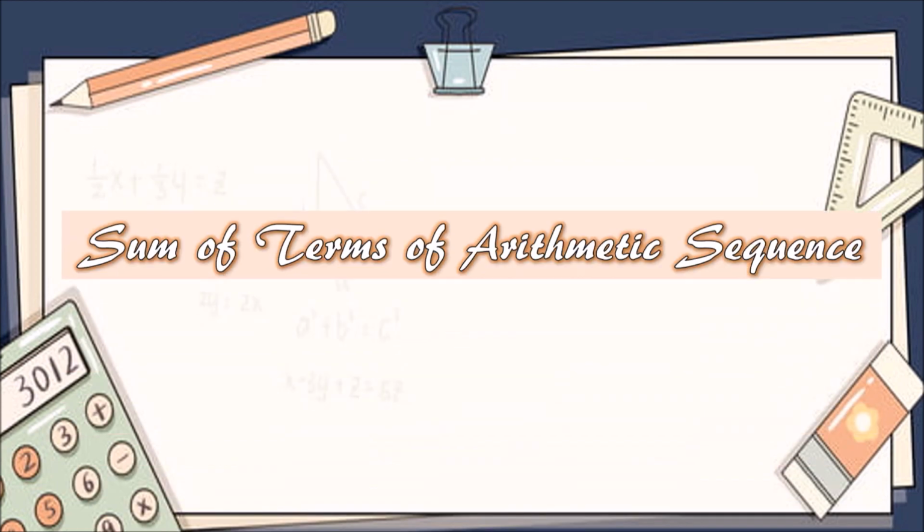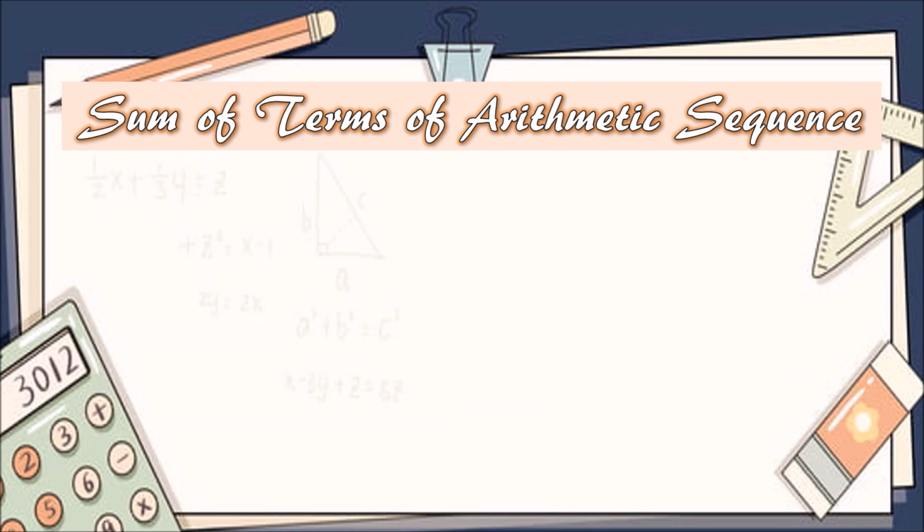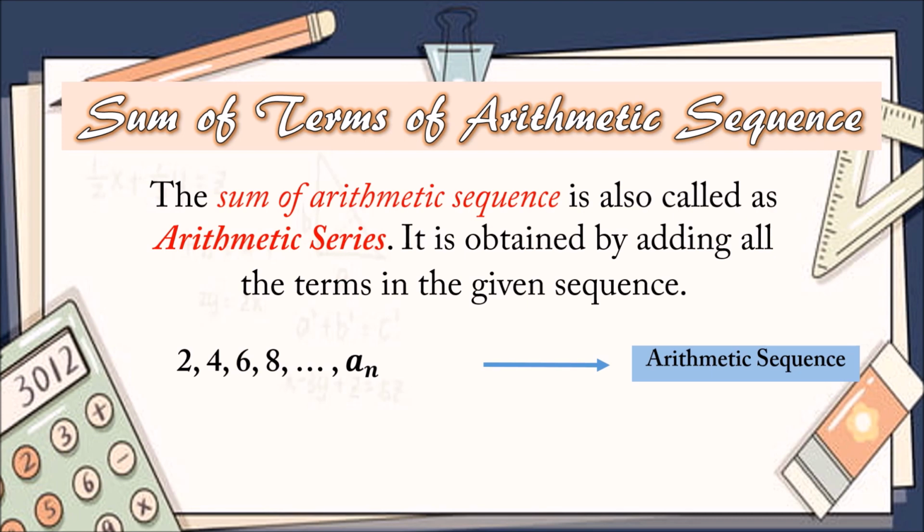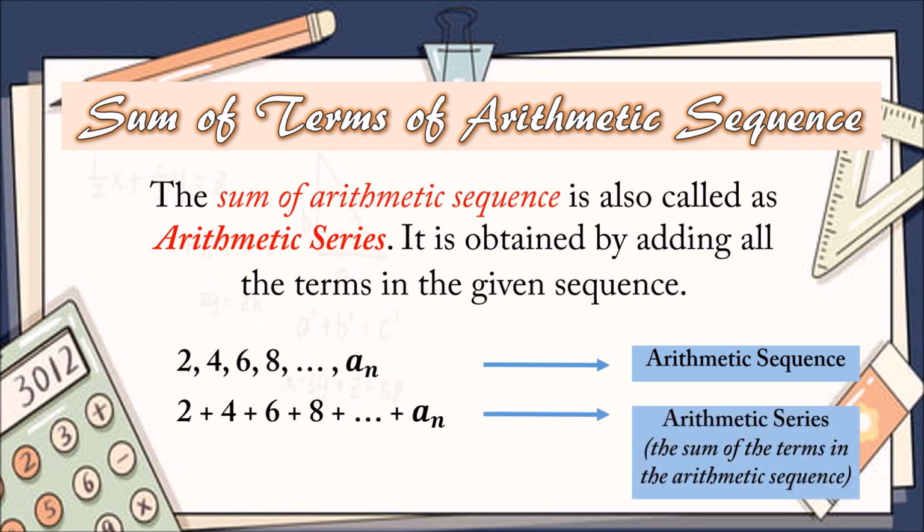Now, let's proceed to the sum of terms of arithmetic sequence. The sum of arithmetic sequence is also called arithmetic series. It is obtained by adding all the terms in the given sequence. Example, meron tayong 2, 4, 6, 8, and so on hanggang a sub n. Therefore, this is an arithmetic sequence. Pero kapag inadd na natin ang kada terms ng arithmetic sequence, we will have 2 plus 4 plus 6 plus 8 hanggang sa last term na a sub n, yan ay tinatawag na arithmetic series.